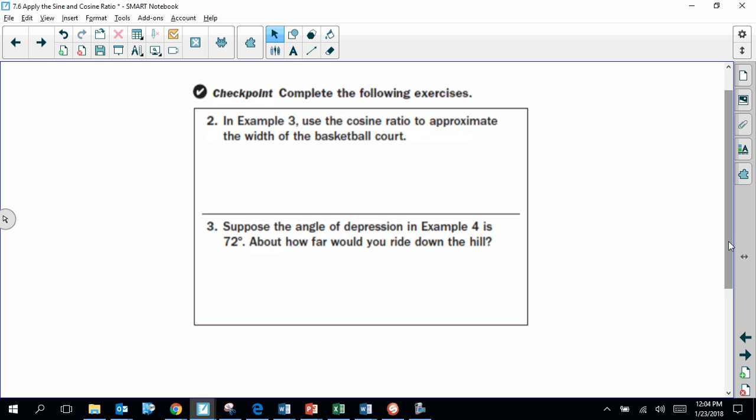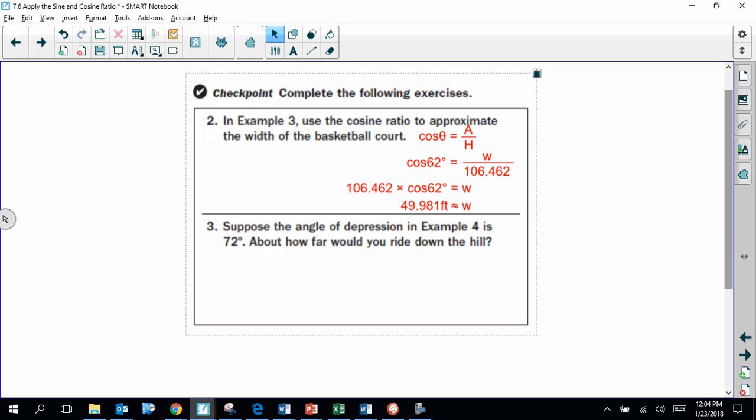All right, so here in example 3, use the cosine ratio to approximate the width of the basketball court. For some reason I thought I had a picture here, but I guess I didn't leave the picture here. But here we're going to look for the cosine ratio. If you need to see the picture, go back to example 3 and look at it. We're going to say the cosine of the angle is equal to the adjacent side over the hypotenuse. So in this case, the width of the basketball court would have worked out to be almost 50 feet, 49.981.